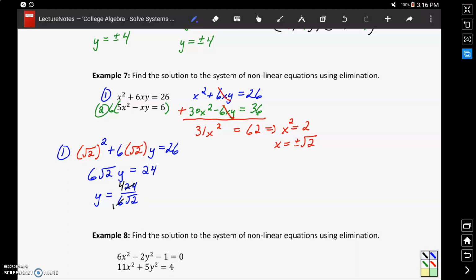And then what we can do is look at rationalizing the denominator, essentially getting rid of that radical in the denominator by multiplying by the square root of 2 over the square root of 2 to give us 4 times the square root of 2 over 2, which will then reduce to just 2 times the square root of 2. So in this case, we plugged in positive square root 2, and we only have a single output, which is a y value of 2 times the square root of 2.